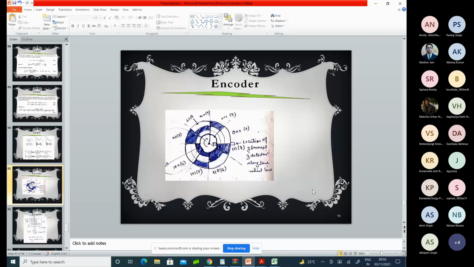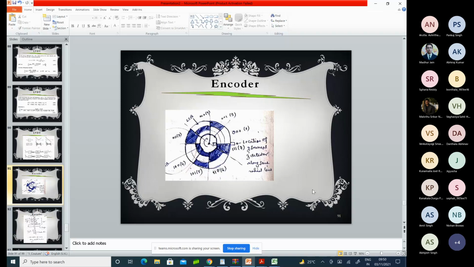Further, based on the principle of operation, the encoder can be classified into two groups. First is the optical encoder and second is the magnetic encoder. Among these two, magnetic encoder is not that popular. Optical encoder is much more popular. So generally we use the optical encoder, and generally the incremental encoder. Sometimes absolute encoder is used, but incremental encoder is also very popular.